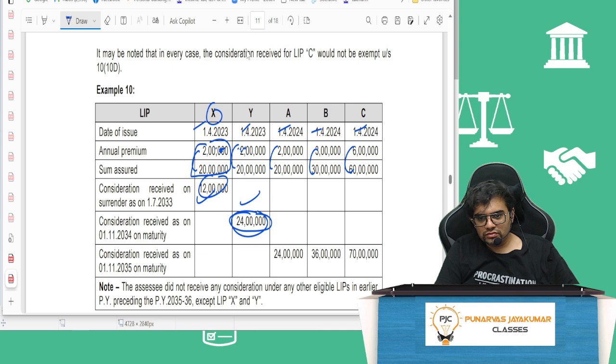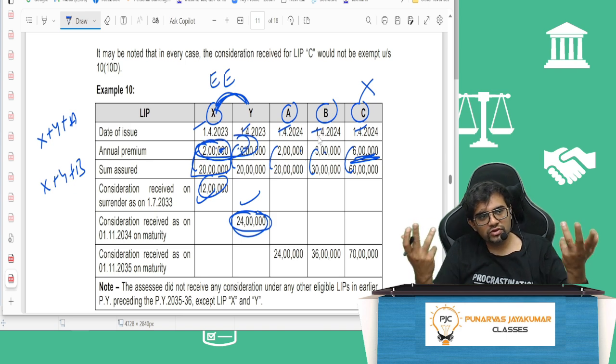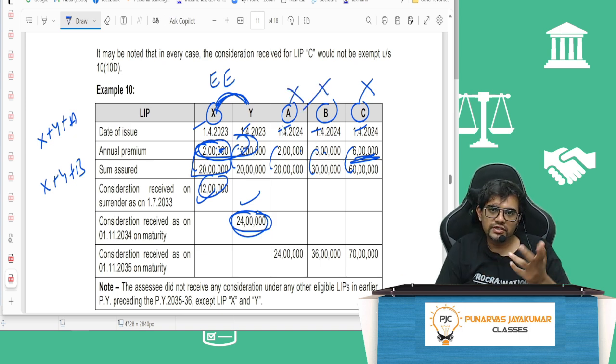On the other hand, when you are considering A, B, and C, you also should consider X plus Y. These are earlier exempt ones. This anyway will never be exempt because it's more than 5 lakh. This is out of the picture. So you should do X plus Y plus A or X plus Y plus B. Premium should be less than 5 lakh rupees. 2 plus 2 plus 2, 2 plus 2 plus 3, never less than 5 lakh. So A and B you can never claim. Simple.